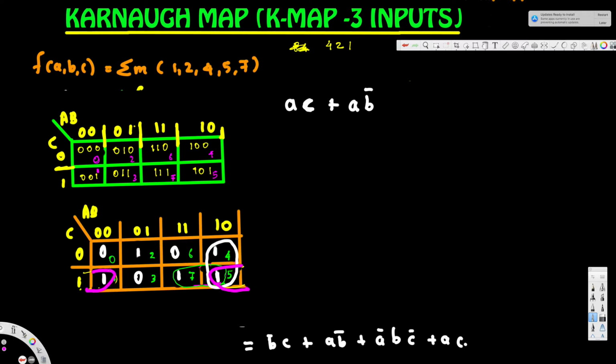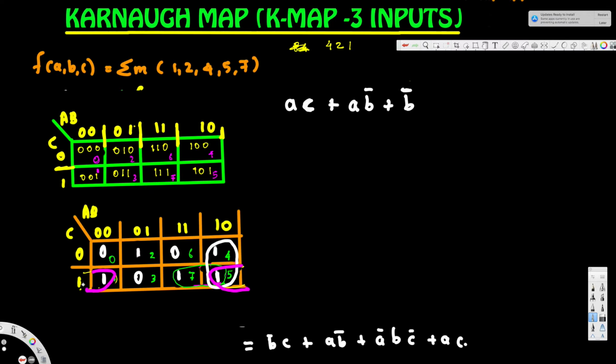Okay, here we have A, B. A is 0, B is 0. Here A is 1, B is 0. B is not changing because B remains 0 in both cases, but A is changing. A is becoming 0, 1. So we just look at the terms that are not changing. Since B is not changing, we are going to have B, but B is 0, so we have to turn this one into 1. So B bar.